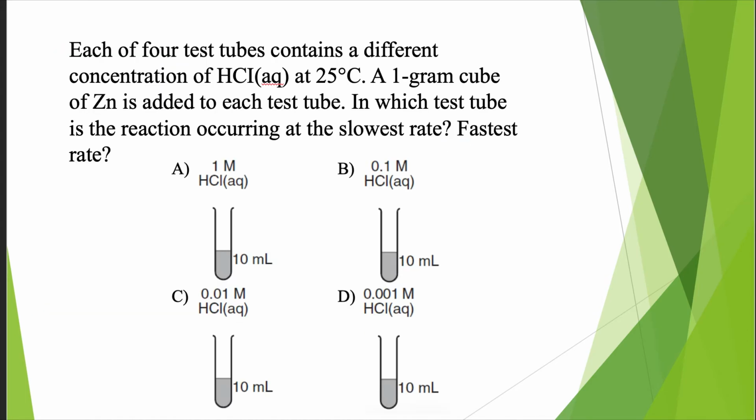Next question says, each of the 4 test tubes contain a different concentration of HCl. A 1 gram cube of zinc is added to each test tube. In which test tube is the reaction occurring at the slowest rate or the fastest rate? So for it to happen slowly, it means that the concentration has to be low. And out of all of these, D has the least concentration. So it's going to be the slowest. Fastest rate means you have to have a lot more. So this would be the highest concentration. So it would be the fastest.